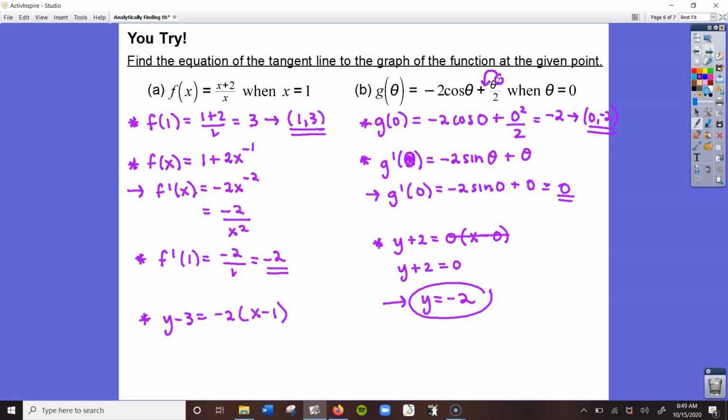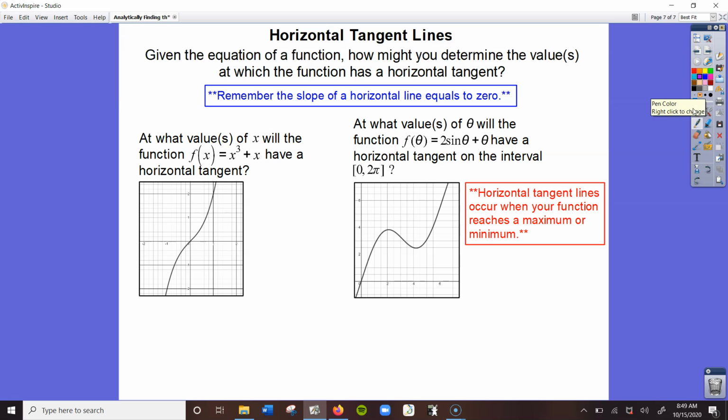Now, another important concept that we cover in this class is figuring out when you will have a horizontal tangent line. I have the graphs here, and I'm going to explain what the graphs mean after we find out. If we are trying to figure out when there is a horizontal tangent, that means that f prime of x, your derivative, which is the slope of your tangent line, has to equal 0, because all horizontal lines have a slope of 0.